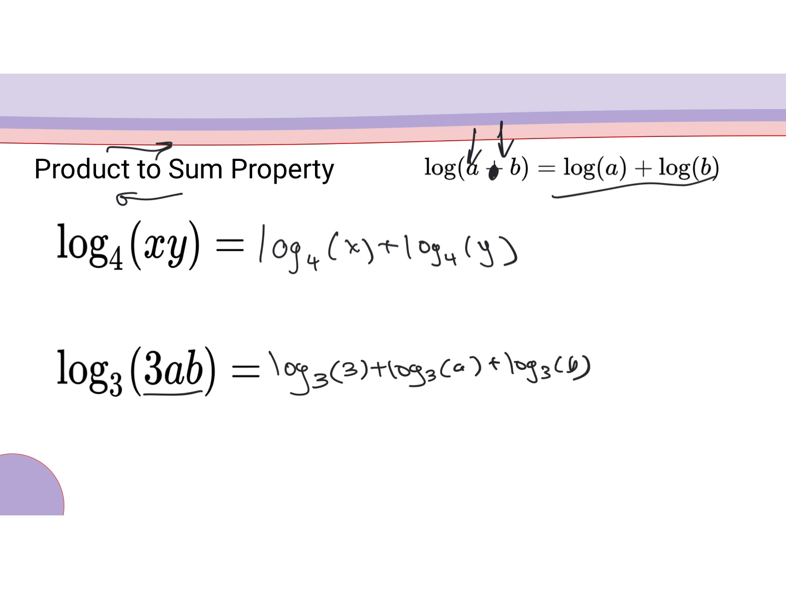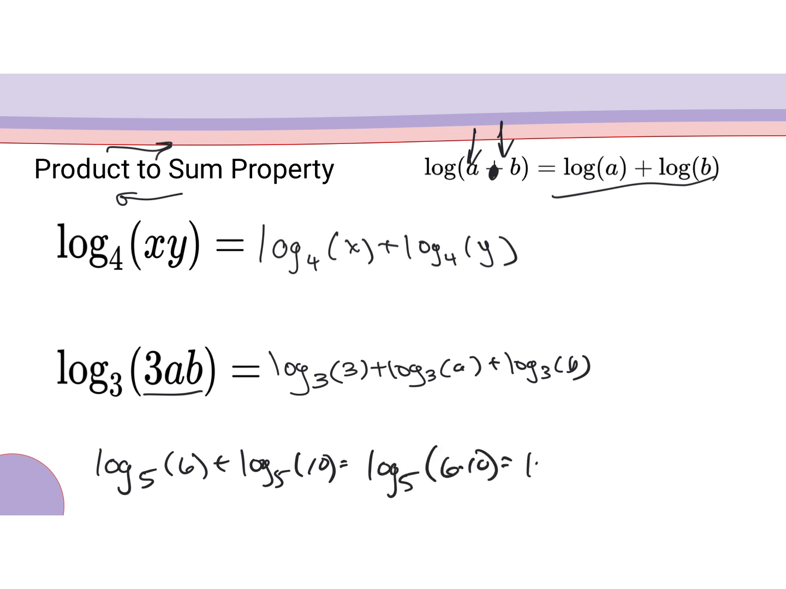Now, one thing a lot of people don't quite remember is that you can actually use this in reverse as well. So if I have log base 5 of 6 plus log base 5 of 10, I can condense it by saying log base 5 of 6 times 10, which would be 60. There's no need to write out 6 times 10. You could go directly into 60.